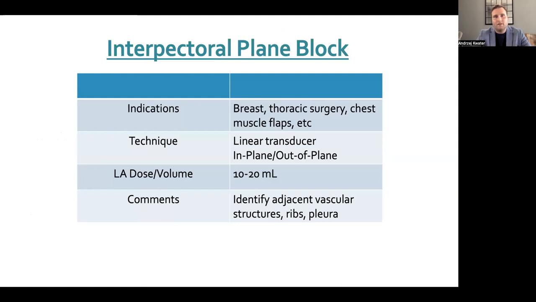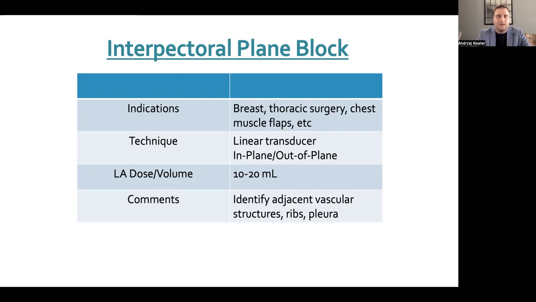Here's a quick summary of the interpectoral plane block. As I mentioned, these most commonly are used for breast surgery, although there are other indications. Most of the time we're using a linear transducer, injecting in plane, although out of plane is acceptable as well. And the dose of local anesthetic, or the volume that we inject, is usually 10 to 20 cc's. That provides enough spread into that fascial plane to contact those nerves.